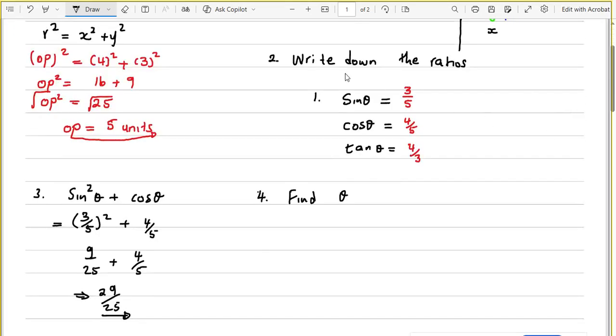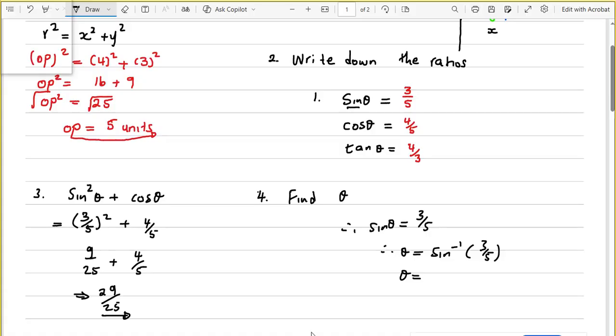But already we know what the sine of theta equals. I can use that and say, therefore we know that the sine of theta is equal to 3 over 5. Therefore, theta will be the sine inverse of 3 over 5. And what do you get? What is theta equal to? You just have to press shift sine of 3 over 5 on your calculator. The answer that you get will be your theta. I got 36.87.